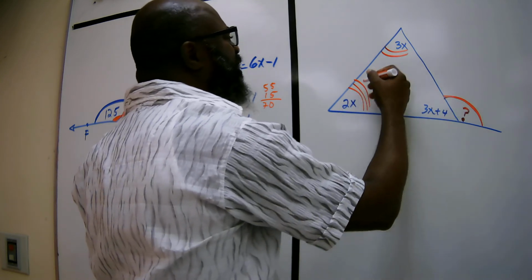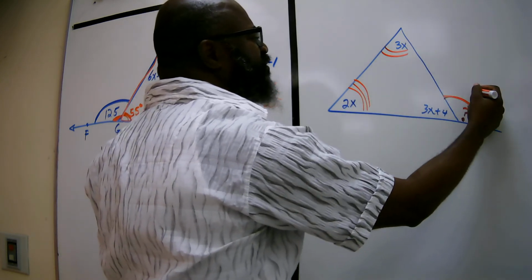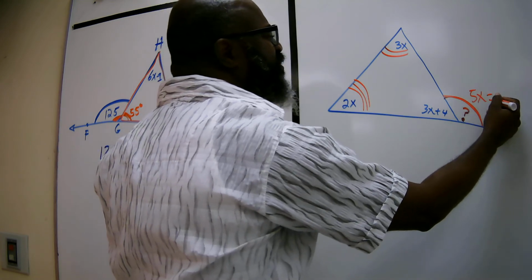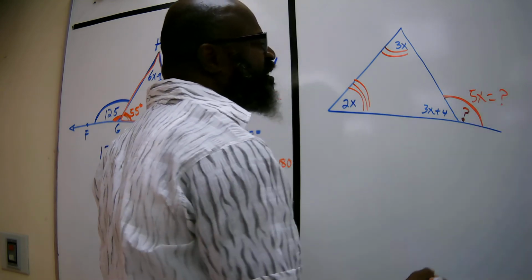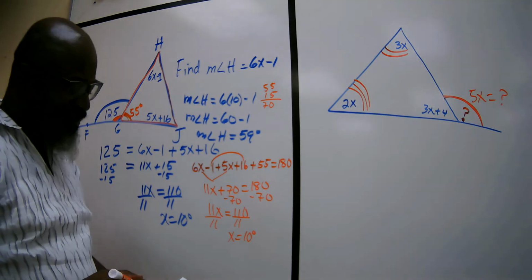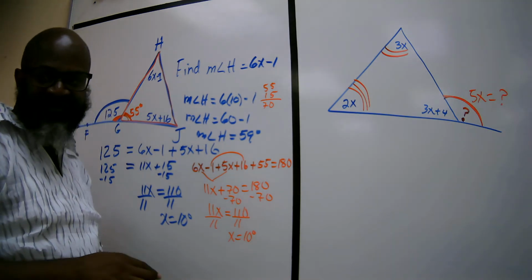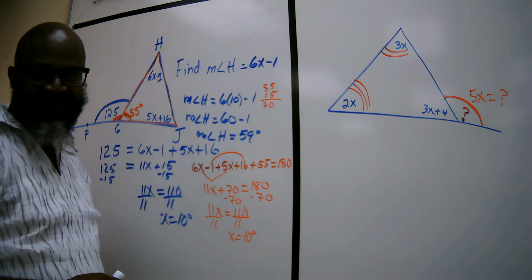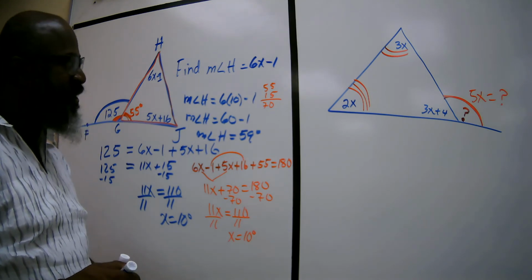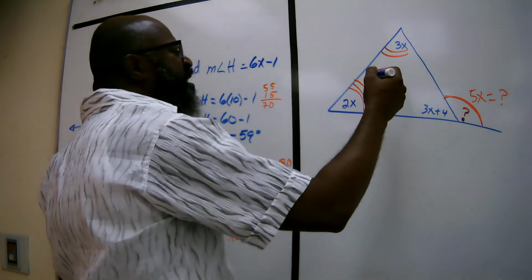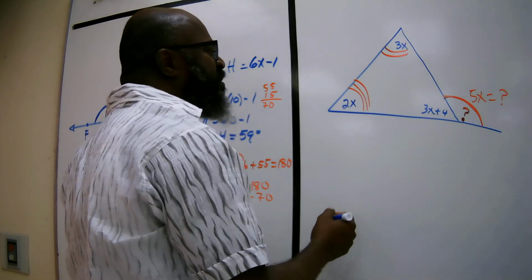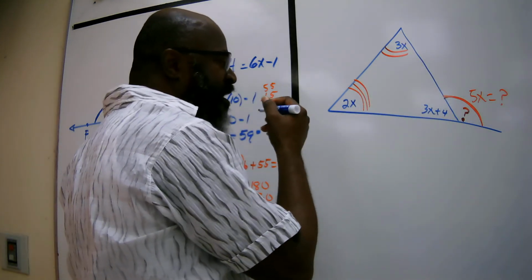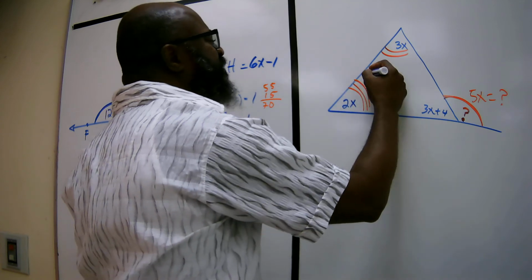So 2x plus 3x should be equivalent to 5x. That's one aspect of that. So whatever x is, you're going to substitute in that. Question mark should be equal to 5x based on the exterior angle theorem. Since I know the triangle inside, I can sum it up and let it equal 180. I will try the triangle sum theorem.